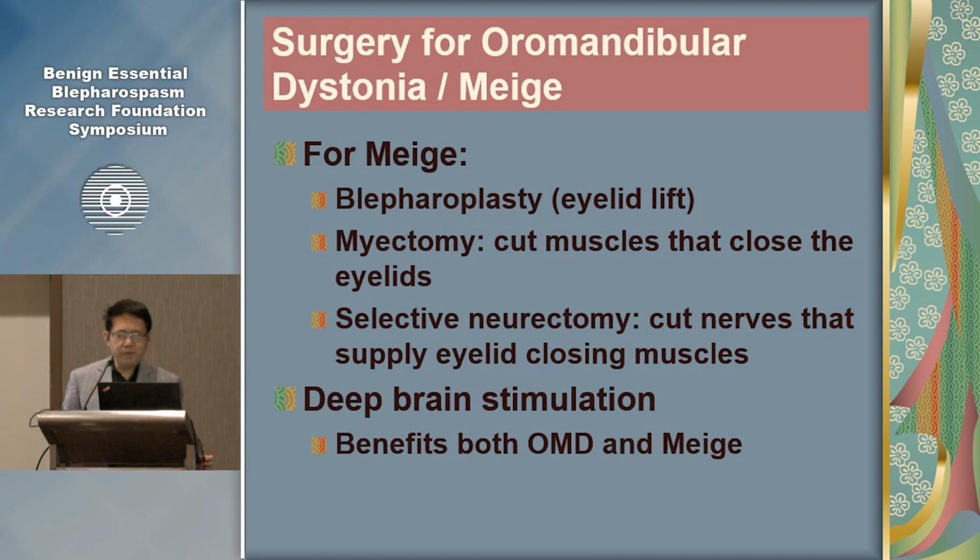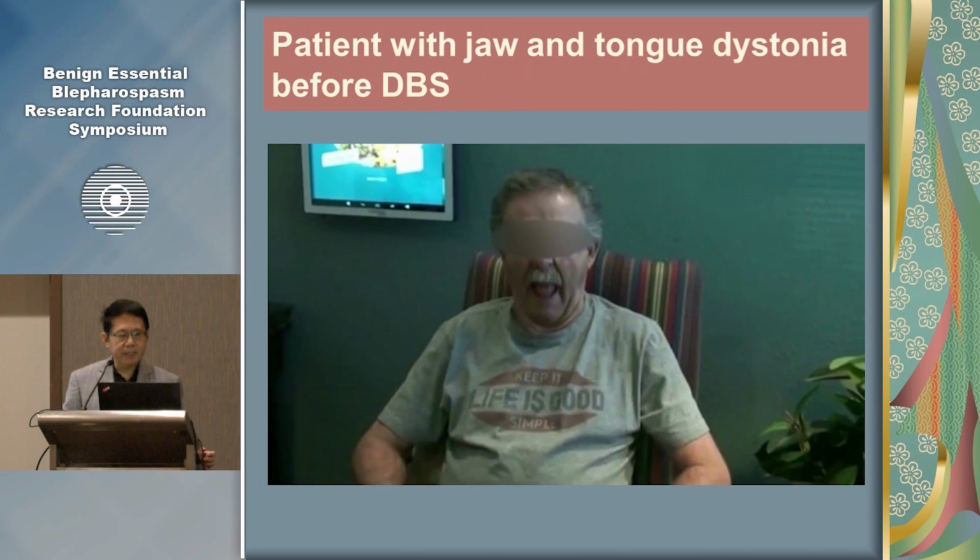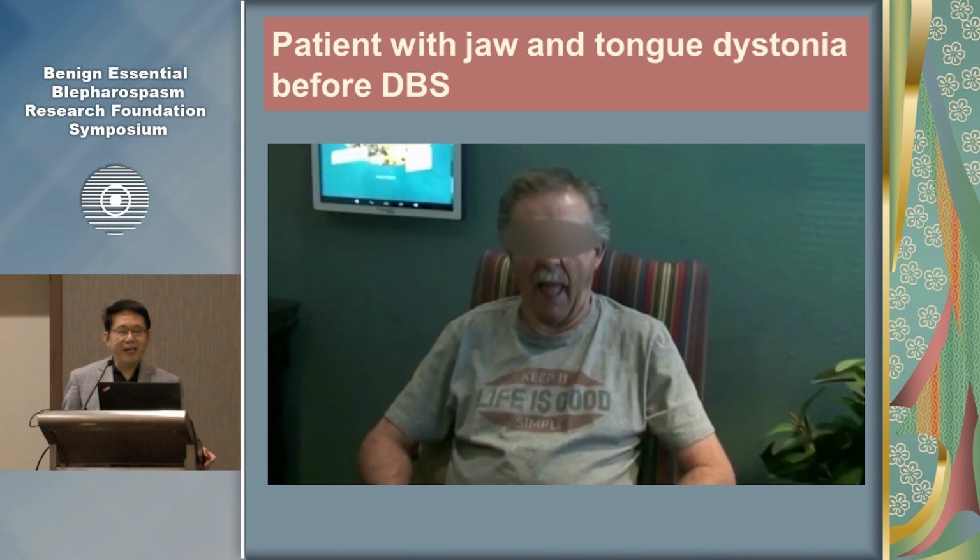And then if you failed everything, the deep brain stimulation, I'm going to end with this. I'll just show you some examples. I'm not going to elaborate on this. We're going to have a full talk on this after lunch with Dr. Ponce. So here's somebody with jaw and tongue dystonia.